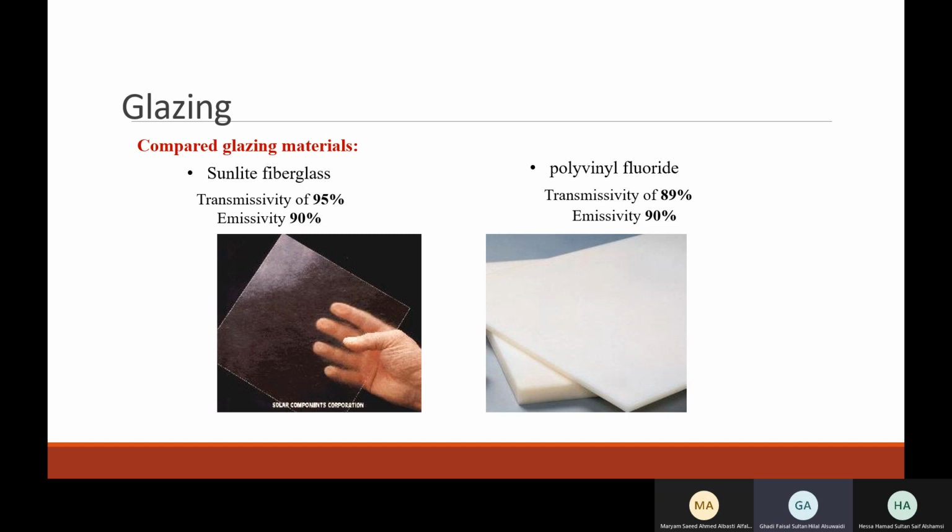However, polyvinyl fluoride is an exclusive polymer, special plastic. They have good properties such as mechanical strength and high chemical resistance.